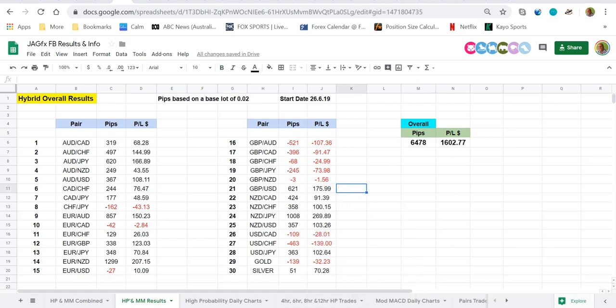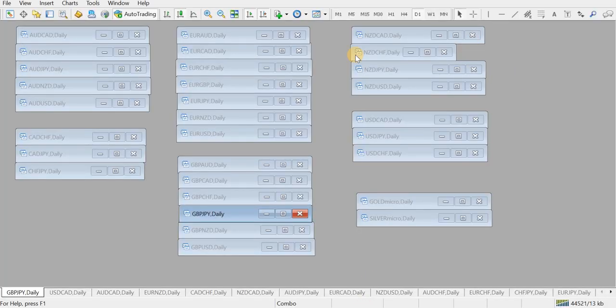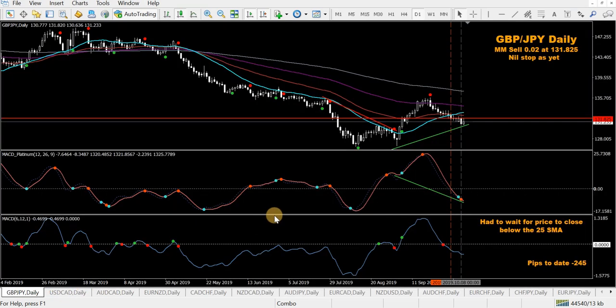We'll go across the charts. So here's my profile. As you can see at the moment, these are all the pairs. I try to keep them in some sort of alphabetical order. The only pair at the moment I haven't got any trades on is the New Zealand Swiss franc. You can see it's indented a little bit. So we'll start off with my first pair. Here we go. I'll just run through each pair to show you where we're at, and we'll have a quick look at the news after I've done that.